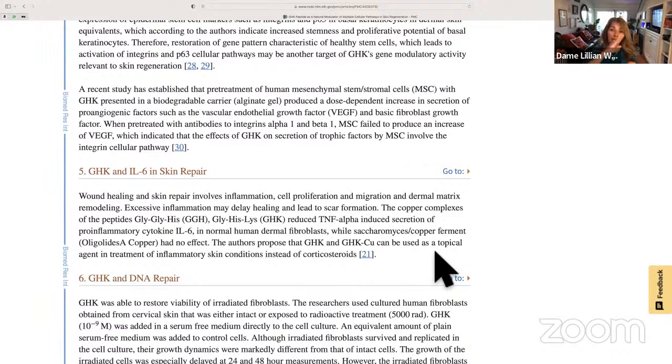Here it's talking about a dermal, a transdermal agent, which means that it's going to cross, it's traversing the skin barrier, and it's going to be put topically on top of your skin as a lotion, a cream, some sort of gel, some sort of agent. And it's saying that you could use GHK-Cu for that in lieu of, instead of, a corticosteroid. Okay.